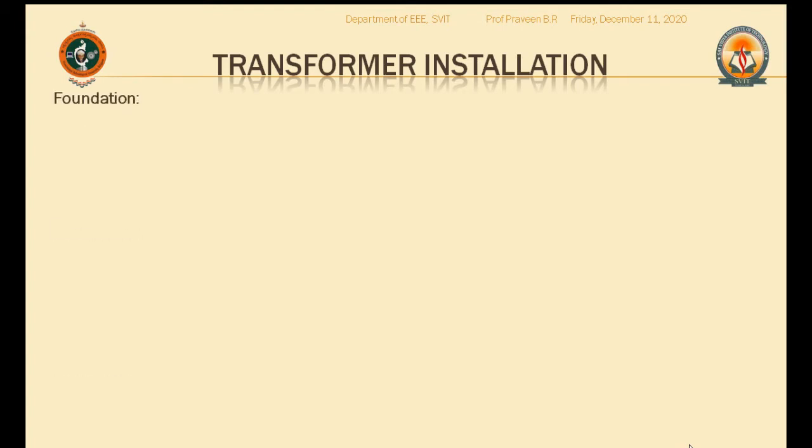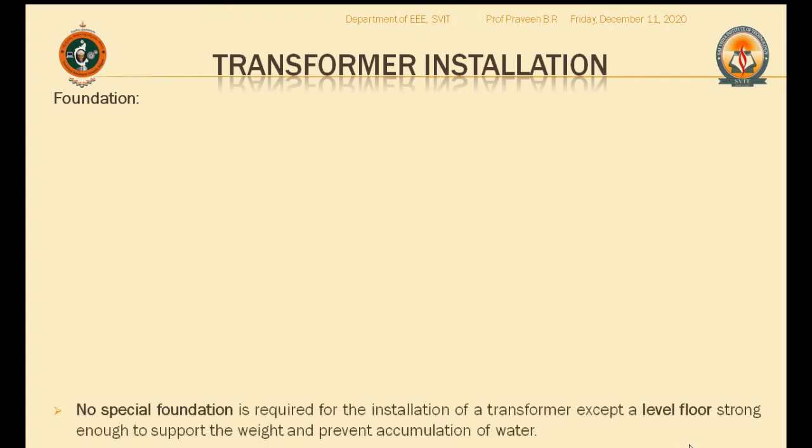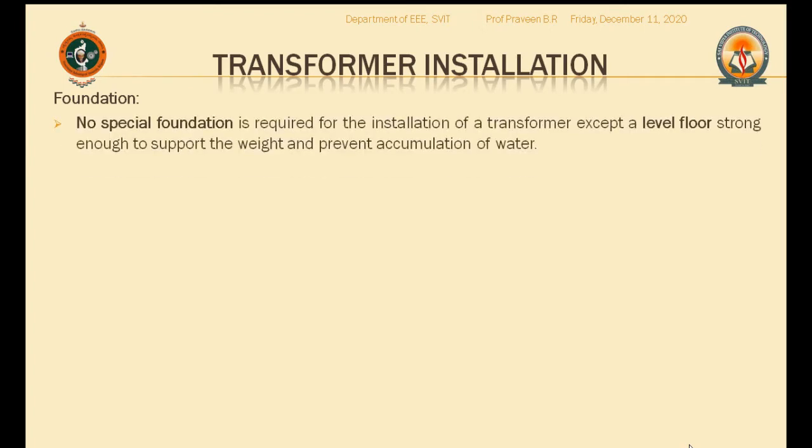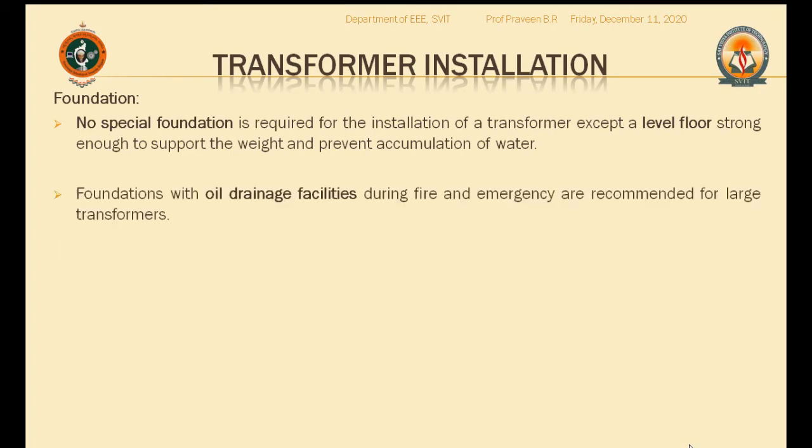The last point about the installation is the foundation details. What do you mean by foundation? Always a transformer tank has to be kept on a level floor strong enough. It should be kept on a platform, for maintenance purposes and to prevent the accumulation of water, so it should always have a level floor. There should be proper drainage facilities. Oil drainage facilities should be provided.